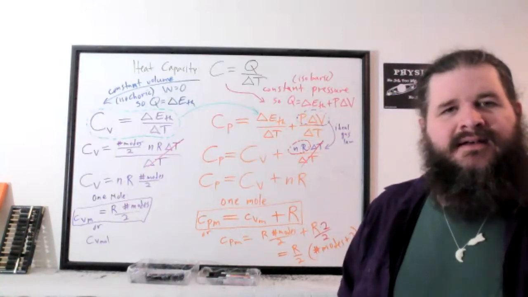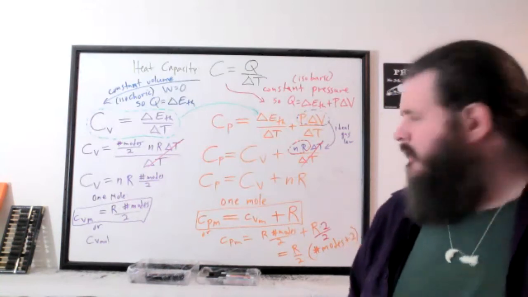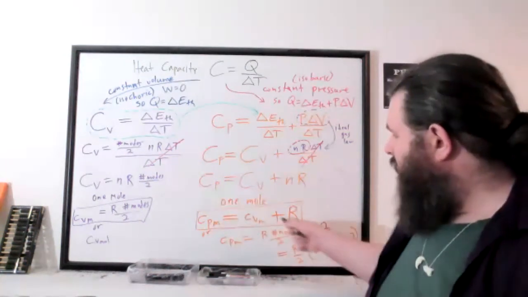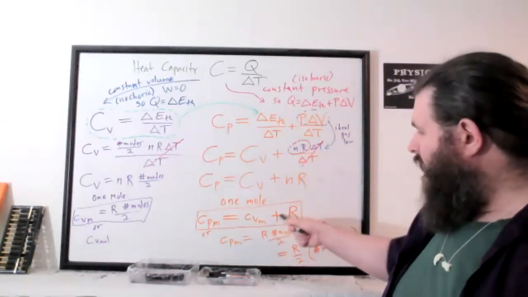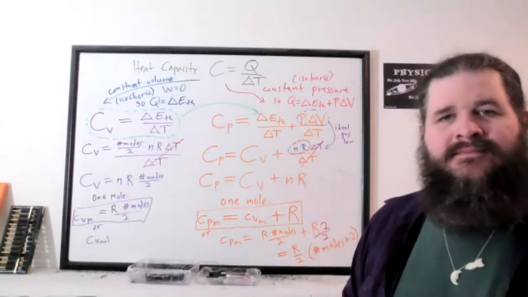So CVm is the lowest heat capacity, or CV? This one's going to be the higher one because it's the lower one plus an extra R. Okay, all right, yeah.